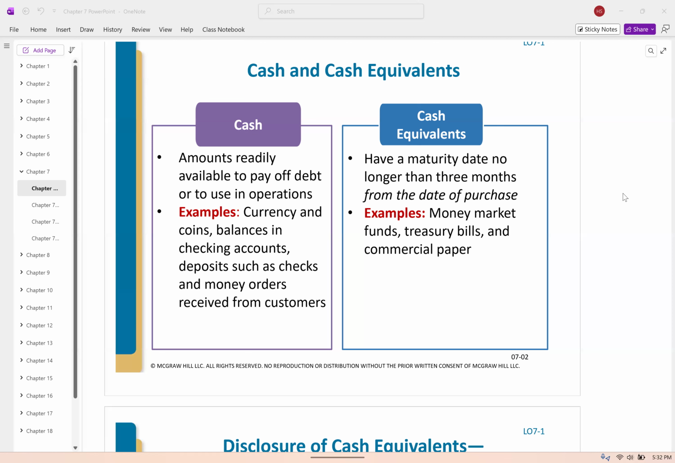But that's also cash, because it really is cash in your drawer. If you think about all the cash drawers at Walmart, Target, or Kroger, there could be a lot of cash tied up just in those cash registers. Okay. What are cash equivalents? They have a maturity date of no longer than 3 months from the date of purchase. So that would be money market funds, treasury bills, or commercial paper.